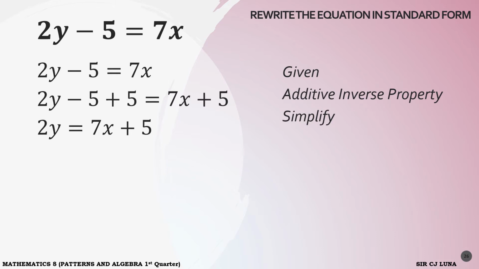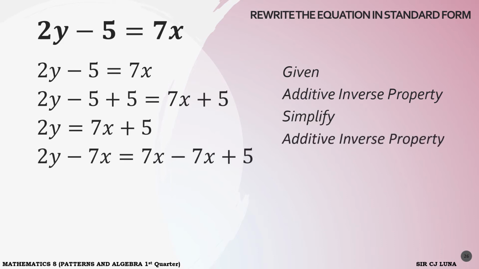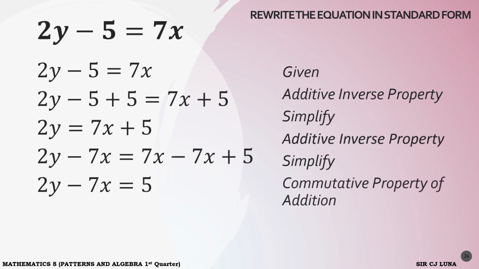So again, we have the variable x. We have 7x on the right side. Kailangan yan ay nasa left. So paano tatanggalin yung 7x? We will have additive inverse property. Subtract 7x on both sides. So we have now 2y minus 7x equals 5. Then, of course, the variable x should come first. So we will have the commutative property of addition. And we have now negative 7x plus 2y equals 5.